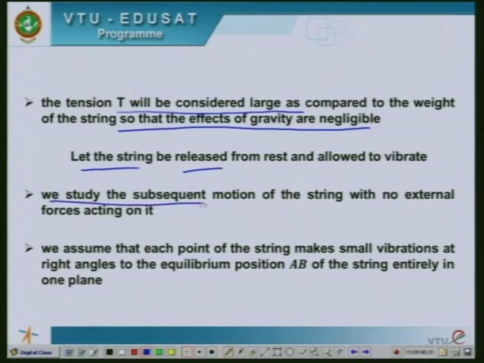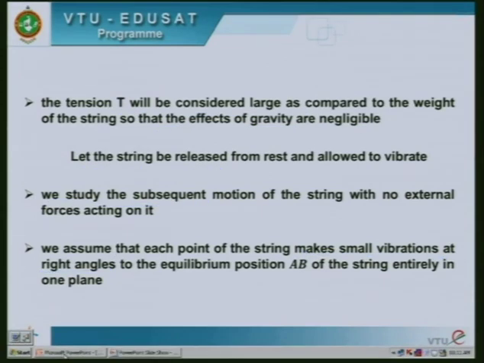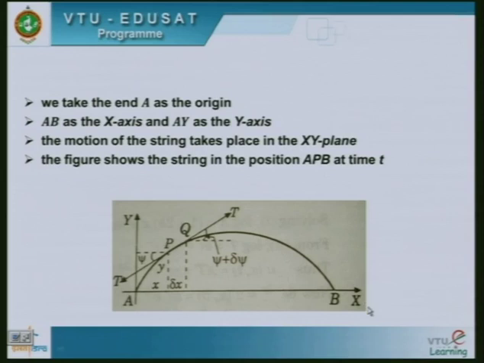So, what are we going to do here? We study the subsequent motion of the string with no external forces acting on it. Second, we assume that each point of the string makes small vibrations at right angles to the equilibrium position AB of the string entirely in one plane. This assumption is very important. Let us move further, which will lead us to the derivation.